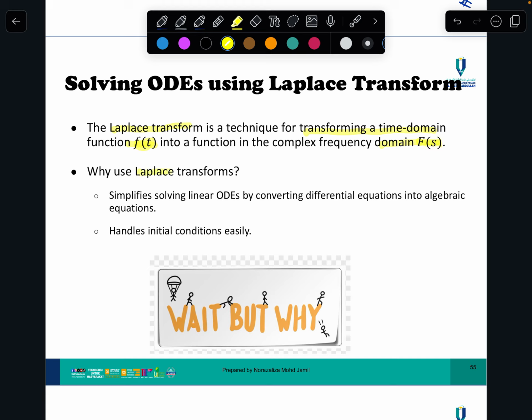Why use Laplace transform? It can be used to simplify and solve linear ordinary differential equations by converting the differential equation into an algebraic equation. Laplace transform handles initial conditions easily.